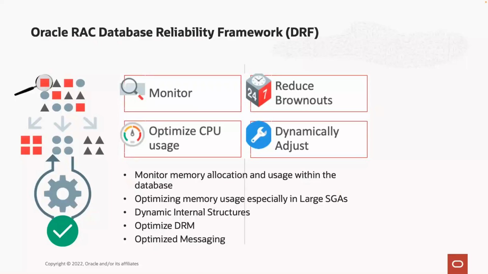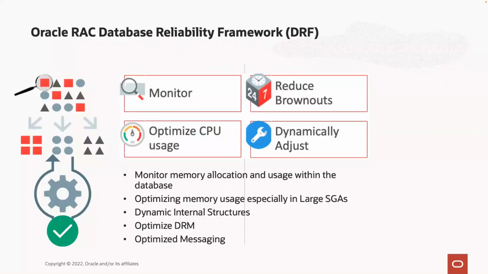Similarly, that helps with reducing CPU usage, because remember, the more chunks you need to traverse, the more CPU usage. It also helps reduce brownout, because if you time out trying to allocate some memory, we get errors. We also try to dynamically adjust this, and all of this works very well behind the covers, especially in large SGAs.